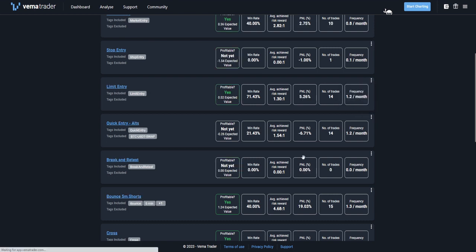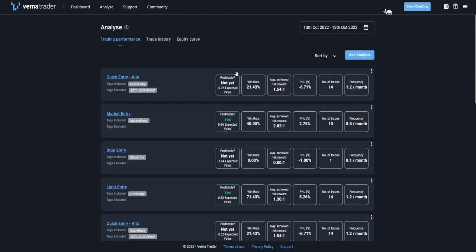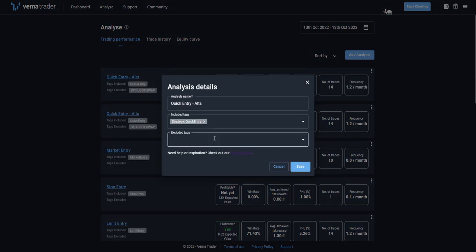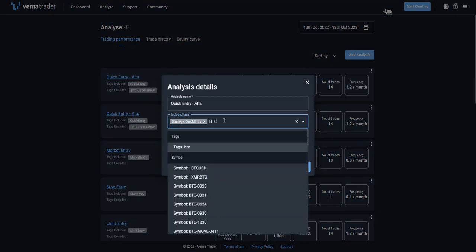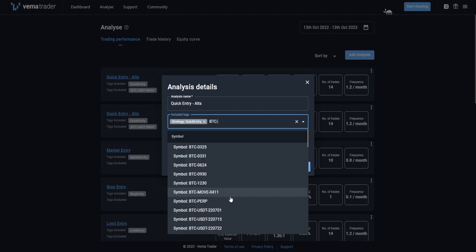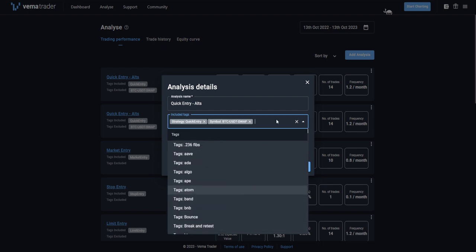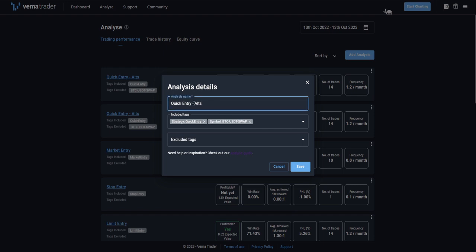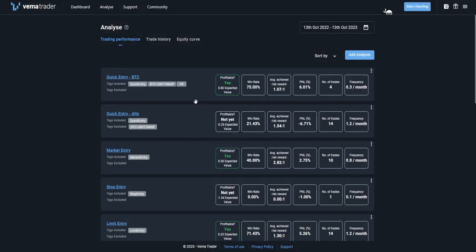Let's just duplicate this trade card. In fact, let's just duplicate it twice because it'll save me having to scroll for the other one. Let's edit this one and include BTC. USD is what we want. So we now have his quick entry on Bitcoin versus his quick entries on alts. And we can see that he is actually doing really, really well. Now, it's only 4 trades, but he's actually doing really, really well when he's quick entering Bitcoin.